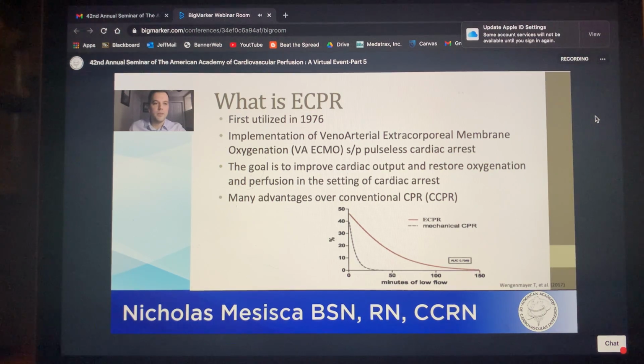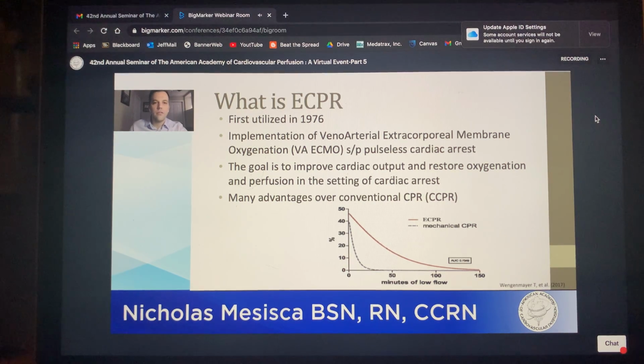So what exactly is ECPR? ECPR was first utilized back in 1976, but now is becoming much more widely used in resuscitation. It involves the initiation of veno-arterial extracorporeal oxygenation in pulseless cardiac arrest, with the concept of restoring cardiac output, perfusion, and oxygenation to major vital organs.